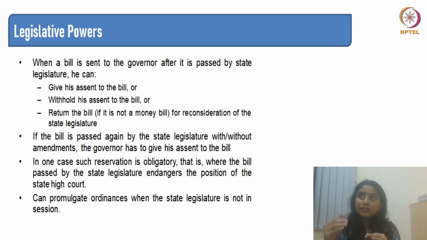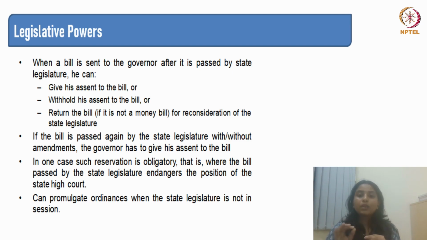But there are some situations in which the governor can reserve the bill for the consideration of the president. And one of such instances where he has to do this mandatorily is if the bill passed by the state legislature endangers the position of the state high court.